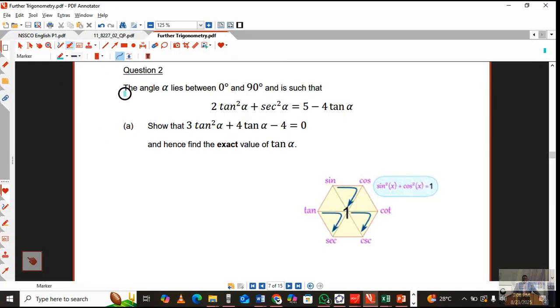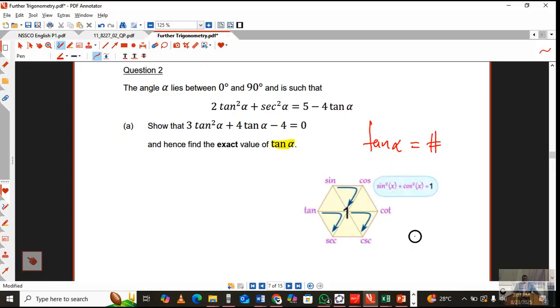So here's the thing. When they say find the value of tan alpha, it means you're not calculating the value of alpha, but you're going to find what that tan alpha is. So the expectation is that you're going to find tan alpha equal to some number. Do you understand what I mean? That number can be a fraction, whatever the case may be.